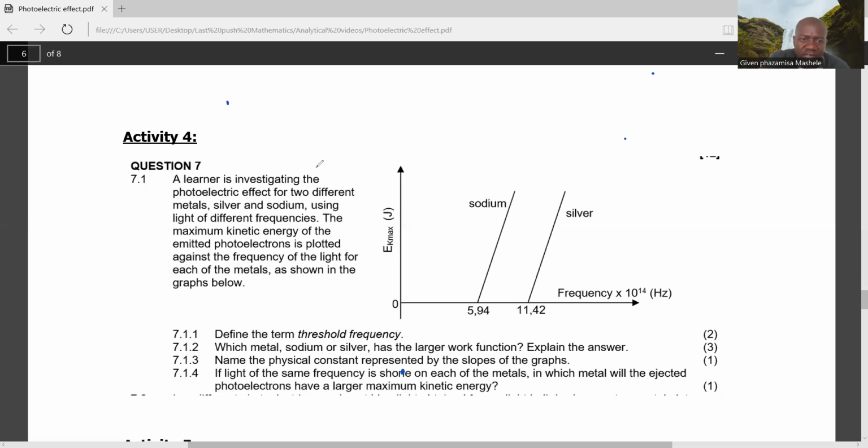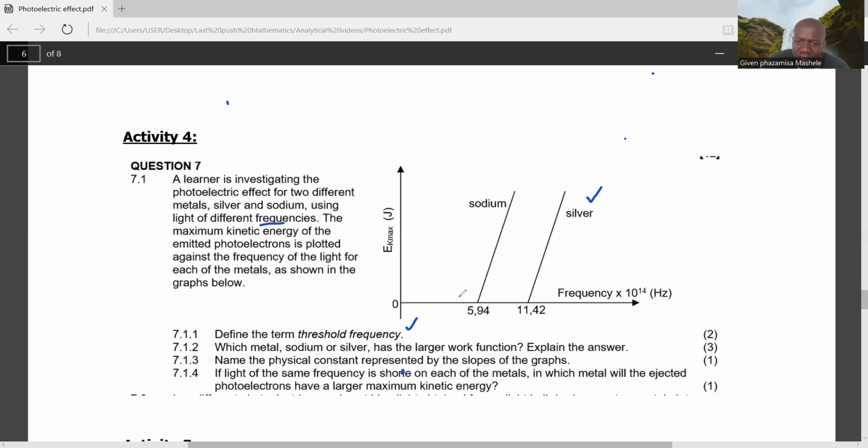Elena is investigating the photoelectric effect of two different metals, silver and sodium, using light of different frequencies. The maximum kinetic energy of the emitted photoelectrons is plotted against the frequency of light. You see, we are still comparing kinetic maximum against frequency of light for each of the metals as shown. Define the threshold frequency. I believe you can do that. Which metal between sodium and silver has a larger work function? Obviously, the answer is silver.